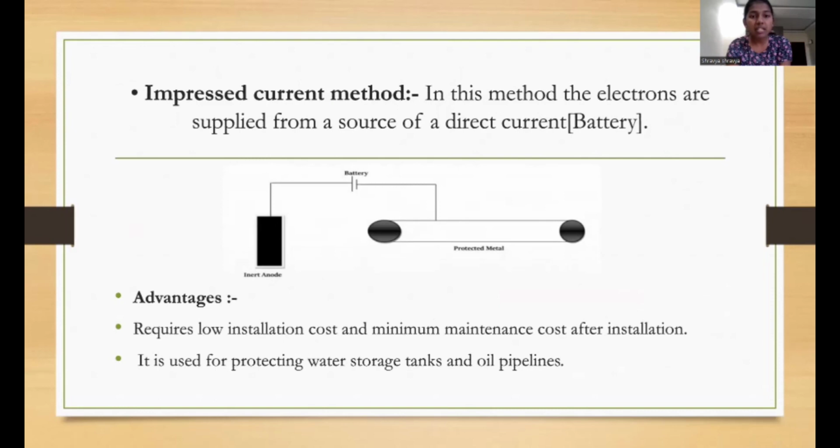And we have the impressed current method. In this method, the electrons are supplied from a source of direct current, that is a battery. Here we have the diagram of the impressed current method. The advantages of impressed current methods are quite low installation cost and minimum maintenance cost after installation. It is used for protecting water storage tanks and oil pipelines.